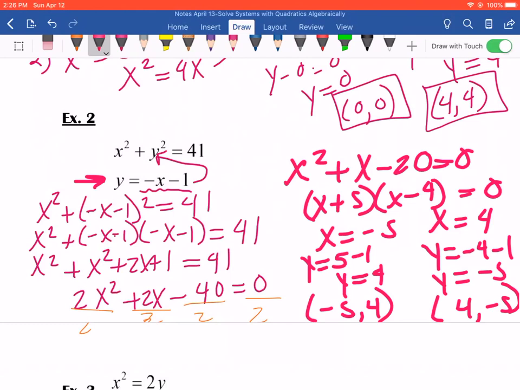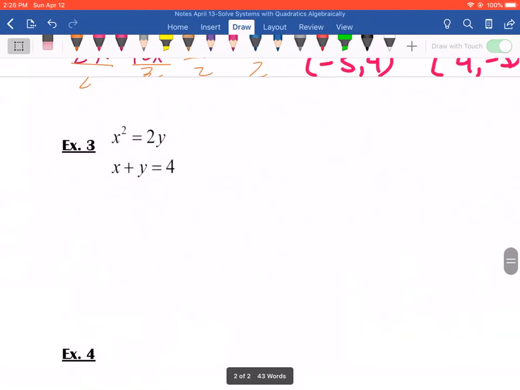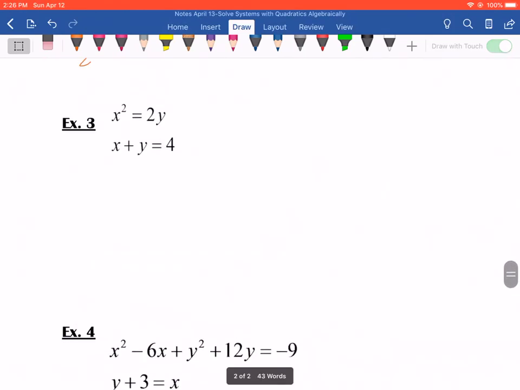All right, let's move on and look at example number 3 here. With example number 3, I want to go ahead and solve one of these for a variable. Clearly, this is going to be the easiest one to deal with, so I'm going to solve this one for x. So x is equal to 4 minus y. You could have solved for y. It would not have made any difference at all. The first thing that came to my mind was to solve it for x, so that's what I went with. That would be your step number 1.